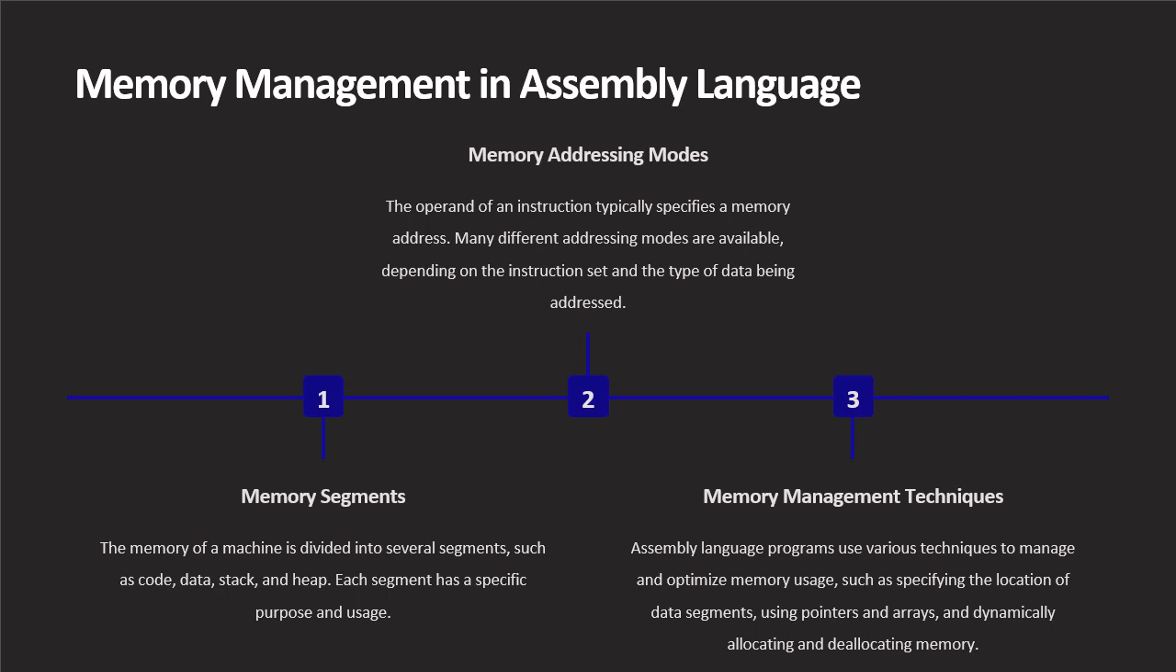Now, memory management techniques. Assembly language programs use various techniques to manage and optimize memory usage, such as specifying the location of data segments, using pointers and arrays, and dynamically allocating and deallocating memory. Memory segment. The memory of a machine is divided into several segments such as code, data, stack, and heap. Each segment has a specific purpose and usage.